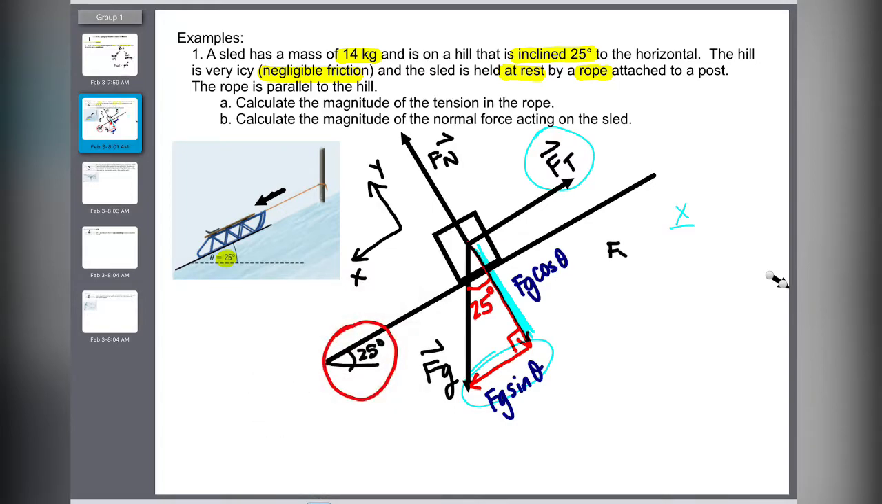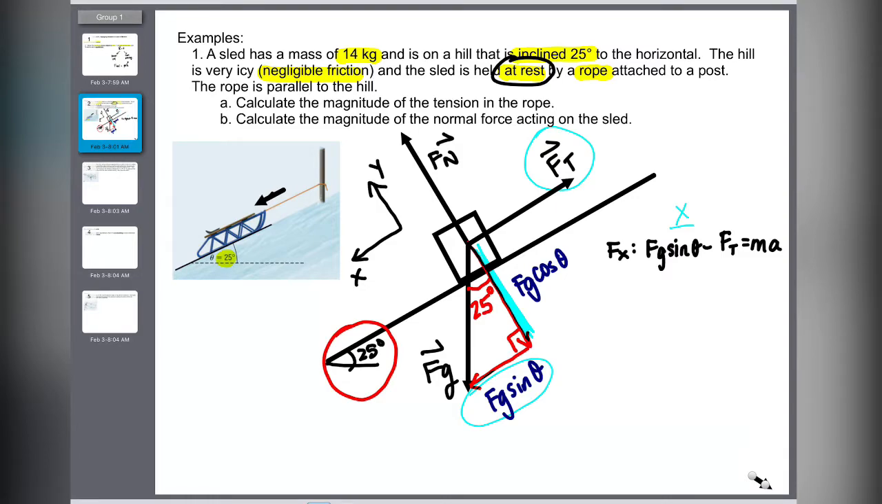So net force along x, we would go forward minus backwards. Which one is your forward? Forward is always the bigger one, but in here this is a first law question, so it really doesn't matter which one is your forward. I am going to pick the Fg sine theta to be my forward. So I'm going to write Fg sine theta minus Ft equals ma.